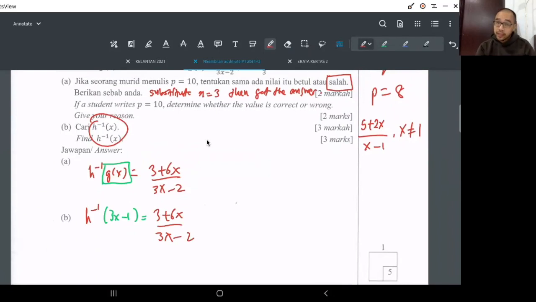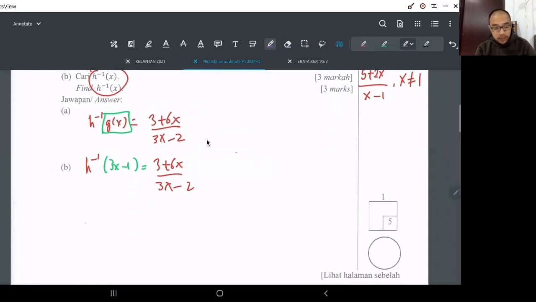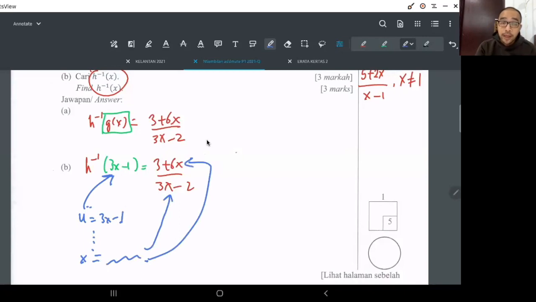This is a standard question. What do you do after this? The first thing you do is let u equal 3x minus 1, and then you find x equals and so on. Then you substitute the u in here, and this one in these two x's, and simplify.